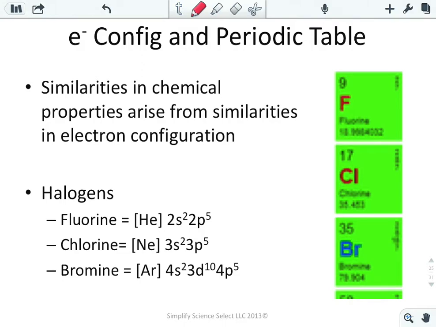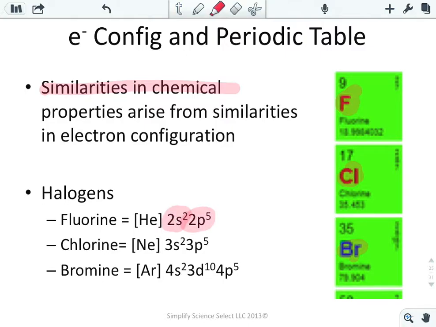Okay, now looking at our electron configuration and bringing it back to our periodic table, yes, we use the periodic table a lot to find out our electron configuration. But the one thing that we should see is that our similarities in the chemical properties arise from similarities in electron configuration. So if we look at the halogens, we have fluorine, we have chlorine, we have bromine. In fluorine's electron configuration, the last part of it is 2s2, 2p5.